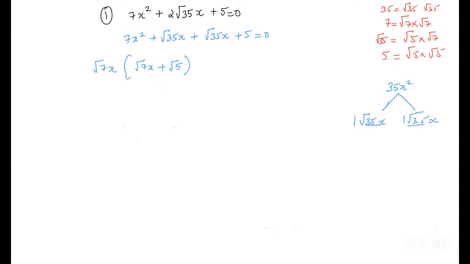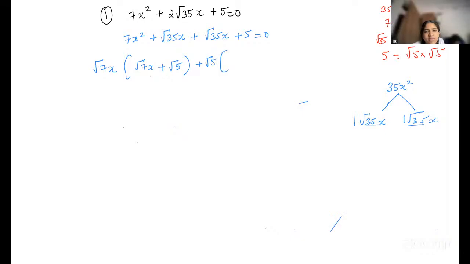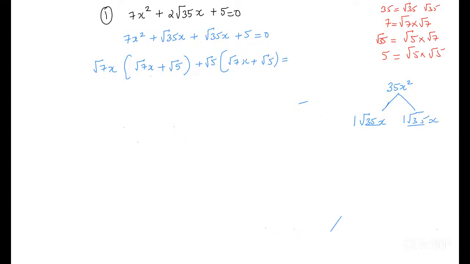Now in this, what is the common? Tell me. 5. Okay, so 5 is not the common. Why? Because root 35 is there. If normal 35 is there, then 5 is the common. No. The root 35 can be written as root 5 into root 7. 5 can be written as root 5 into root 5. Now what is the common? Root 5. Yes, root 5 is the common. So if I take out root 5 as a common, what will remain behind? Root 7x plus root 5. Very good. So now what is the common between these two terms?